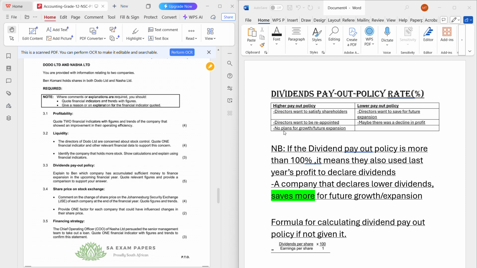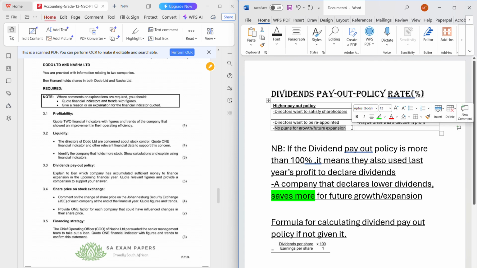Then another possible reason could be no plans for growth or future expansion. Let's say you pay your shareholders, your owners, 97% of your profits, you will retain 3%. It means that you are not focusing on the future because you are retaining a small amount of money.